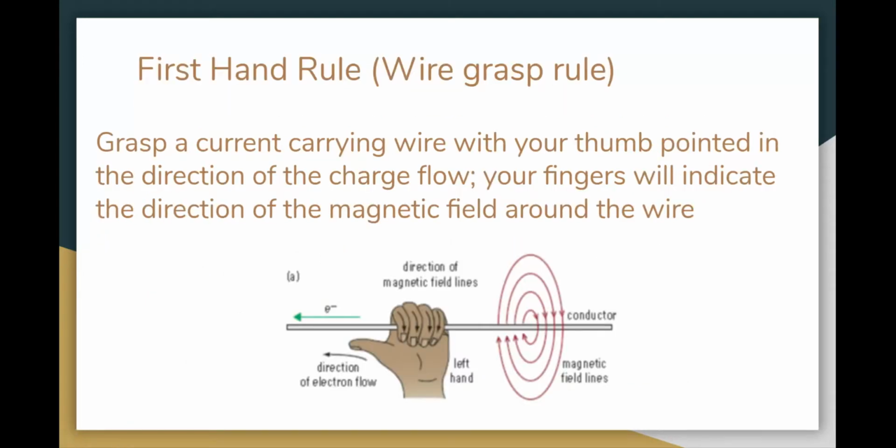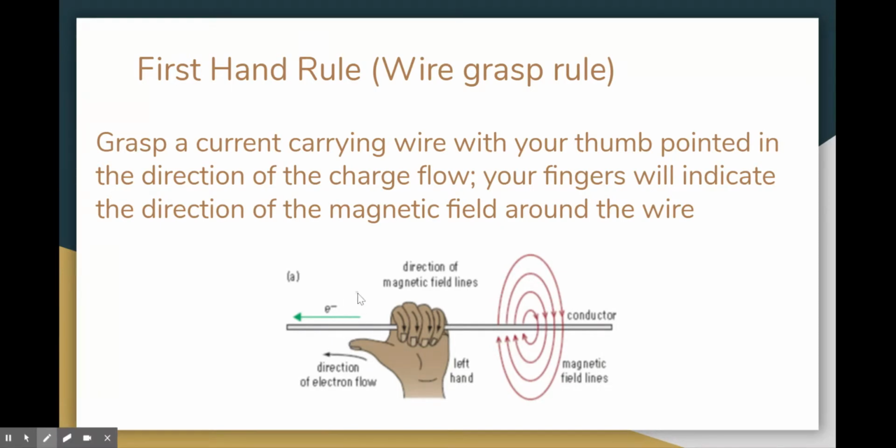All right, so the first hand rule is called the wire grasp rule sometimes, and it reads something like this. If you grasp a current carrying wire with your thumb pointed in the direction of charge flow, your fingers will indicate the direction of the magnetic field around the wire.